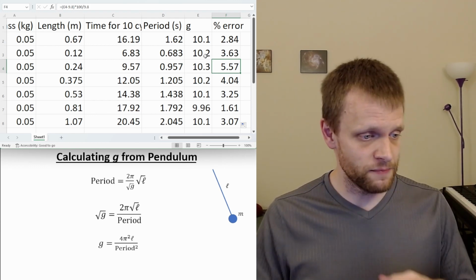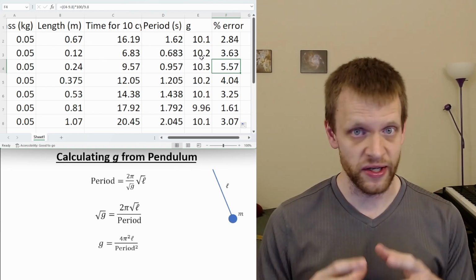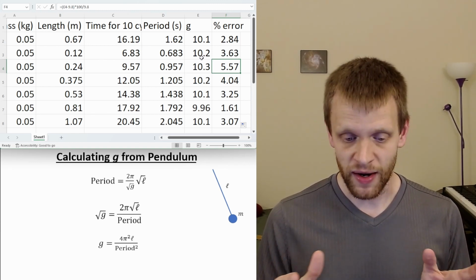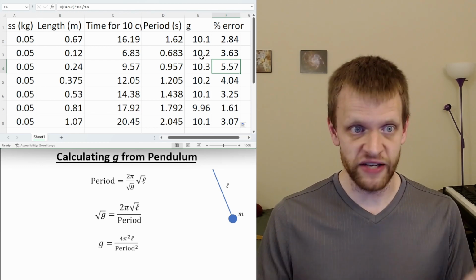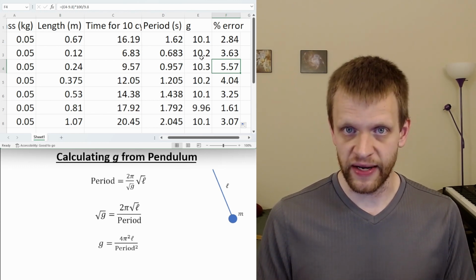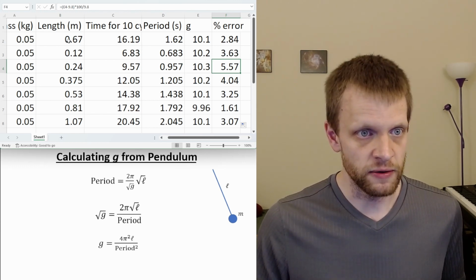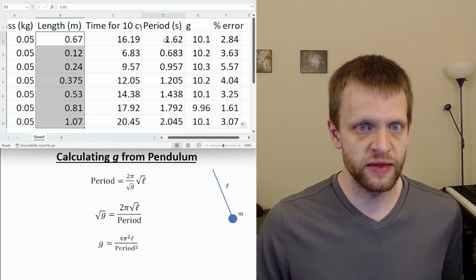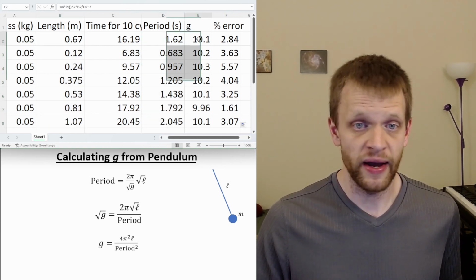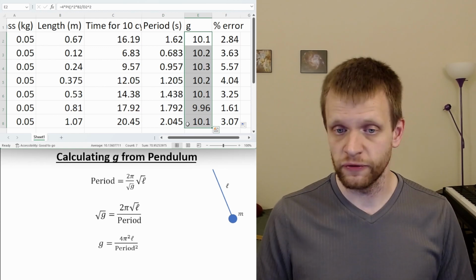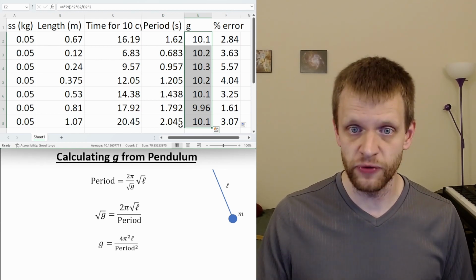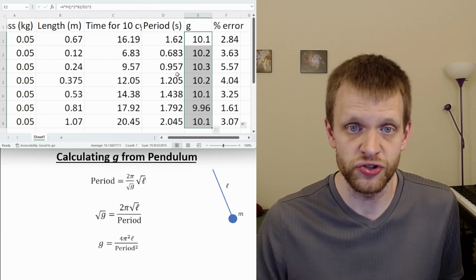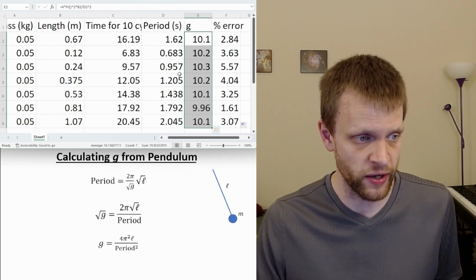So again, this is an experiment that you can do at home. Don't believe me, don't believe my data. Try it yourself and see if you can set up a pendulum, measure the length, measure what the period of the motion is, and try calculating the value of g yourself using this method and see if you get something that's relatively close to 9.8 meters per second squared.